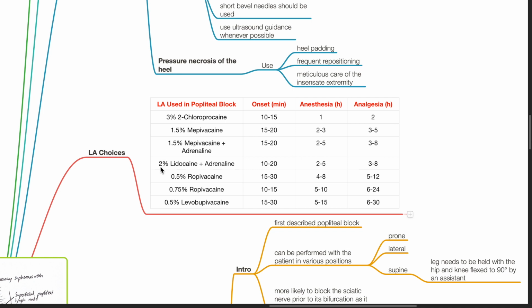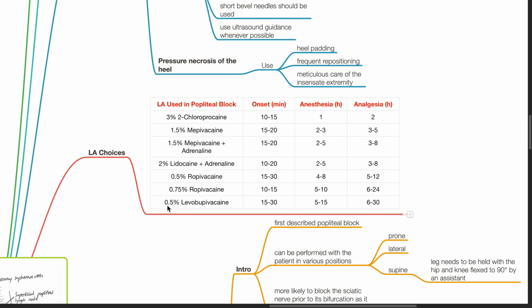2% lidocaine plus adrenaline, onset 10 to 20 minutes, anesthesia 2 to 5 hours, analgesia 3 to 8 hours. 0.5% ropivacaine, onset 15 to 30 minutes, anesthesia 4 to 8 hours, analgesia 5 to 12 hours. 0.75% ropivacaine, onset 10 to 15 minutes, anesthesia 5 to 10 hours, analgesia 6 to 24 hours.